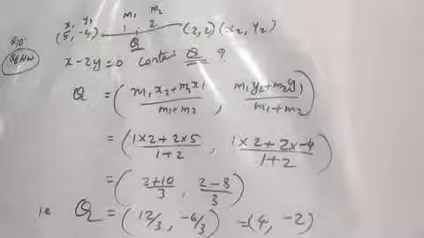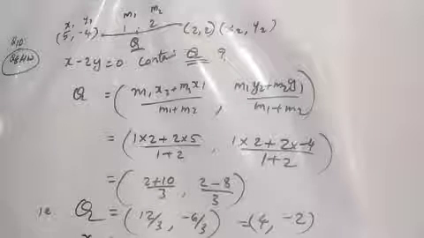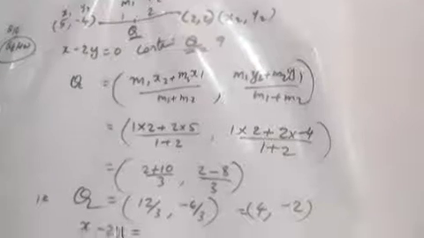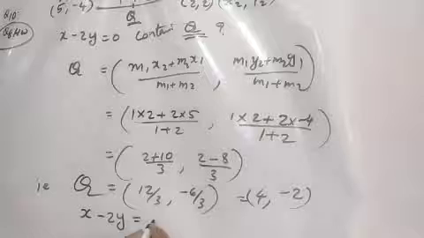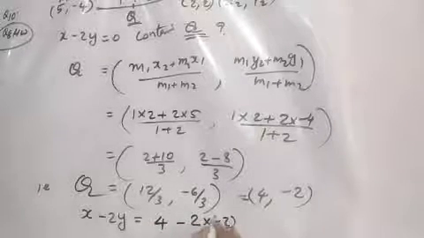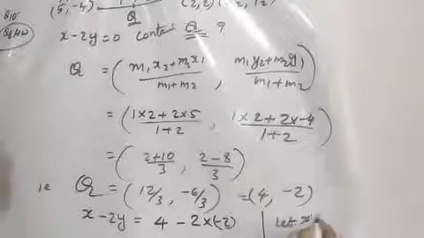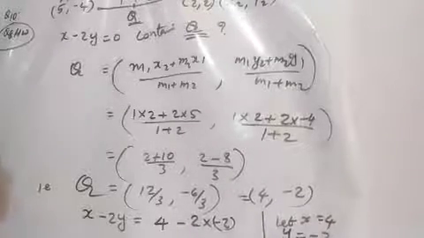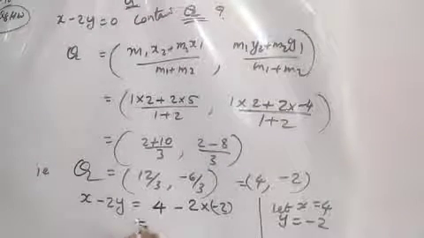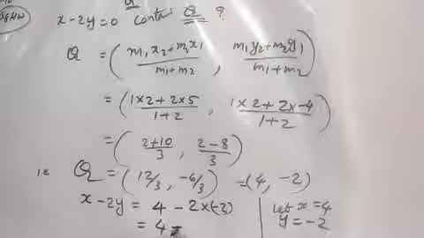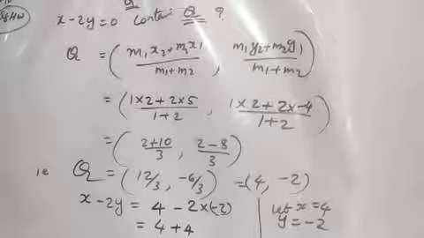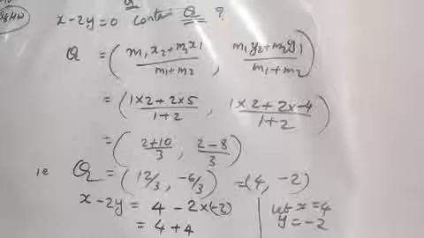Now we are going to check whether the line x minus 2y equal to 0 contains Q. How can we check this? Yes, we have to substitute x as 4 and y as minus 2. Let x equal to 4 and y equal to minus 2. Substitute this value in the given equation. What is the value? 4 minus into minus, plus 4. That is equal to 8. It's not equal to 0.